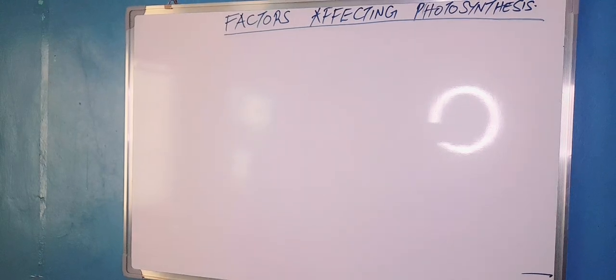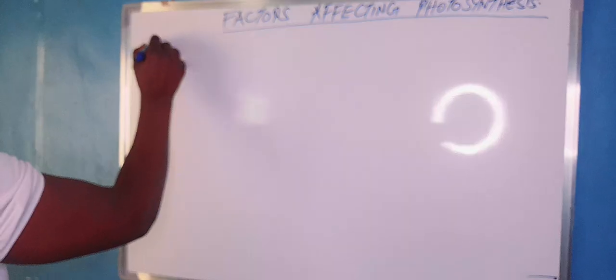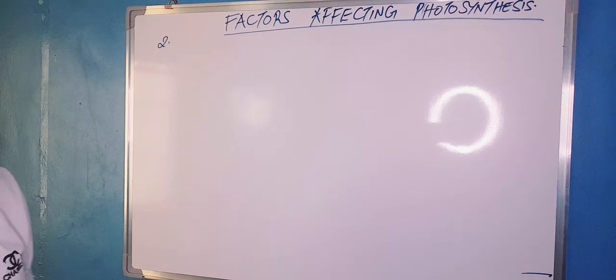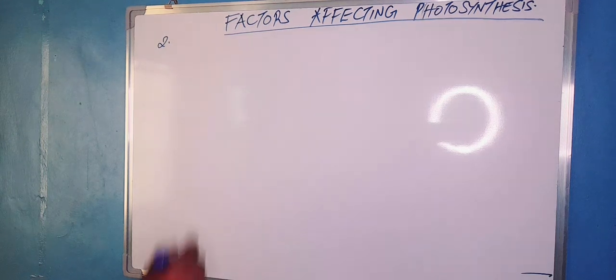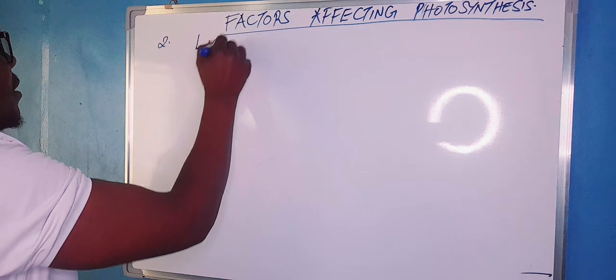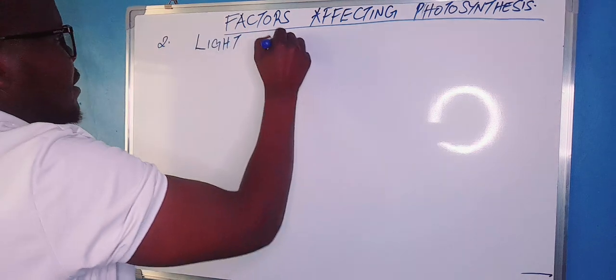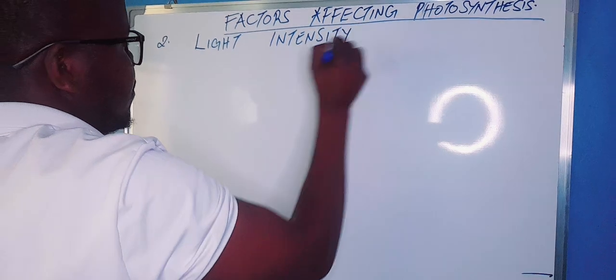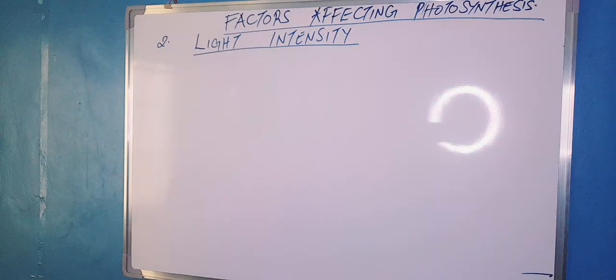Welcome again. Let's check our second factor of factors affecting the rate of photosynthesis. And today, let's focus on light intensity. We're speaking about what? Light intensity.